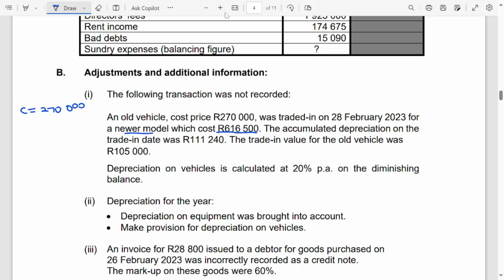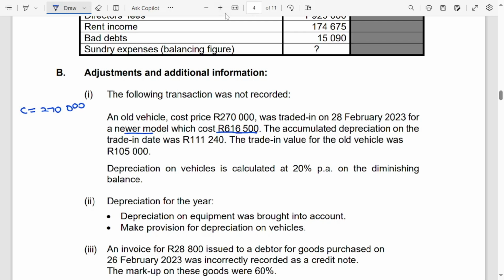Now what happens is this. When a vehicle is traded in, it is because they are buying a vehicle on credit. Then they do a trade-in so that they will be owing the dealership a lower amount, since they are going to pay some of the amount by trading in an old vehicle. So in that way, the creditors' control decreases because now we are going to owe the creditors a lower amount. Okay?